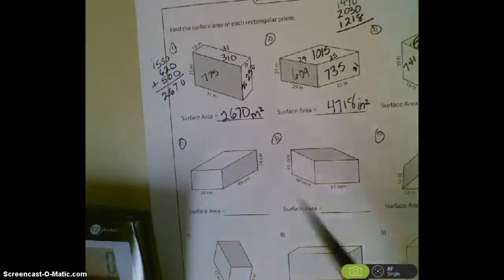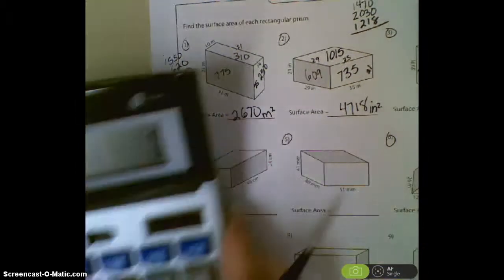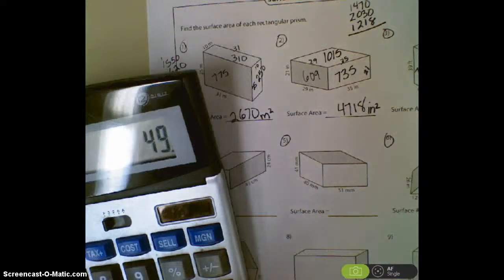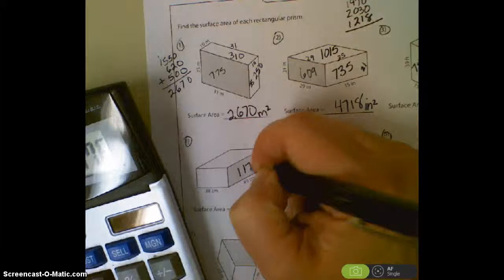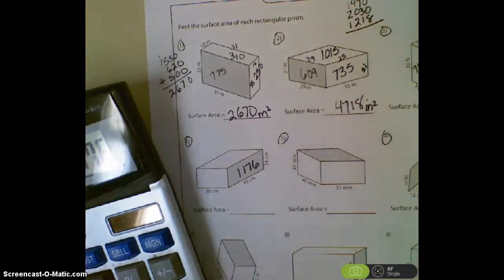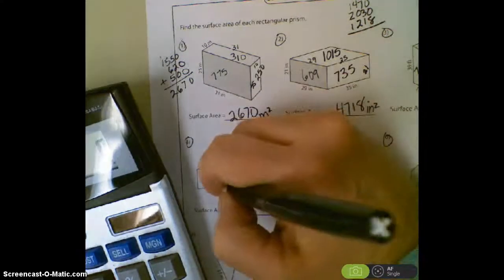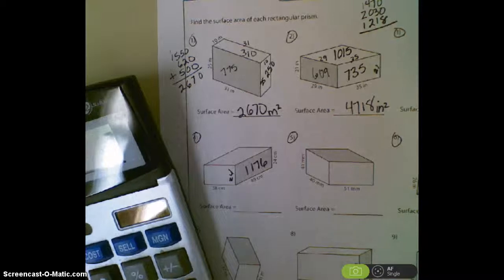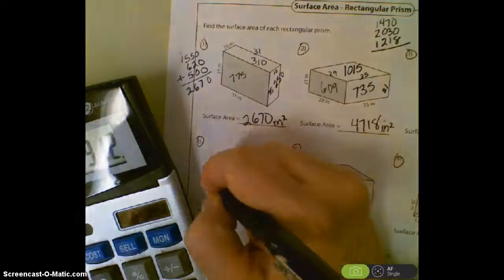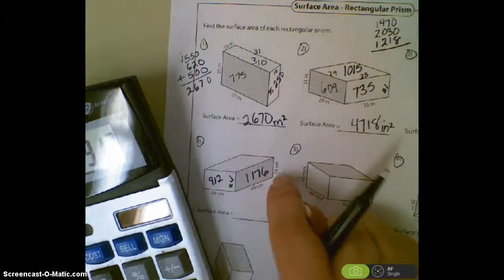And on this one, let's see, I've got 49 times 24 for this piece right here. Grab a calculator. 49 times 24 equals 1,176. If I were you, I'd do times 2 right here and start recording it. And this side is 38. This one's not given, but I can tell from here that this is also 24. So 38 times 24 is going to equal 912. I would multiply it times 2, so you get the back side.